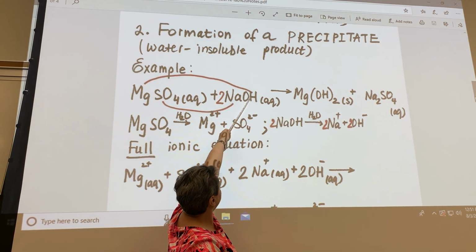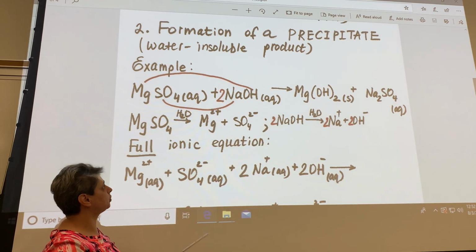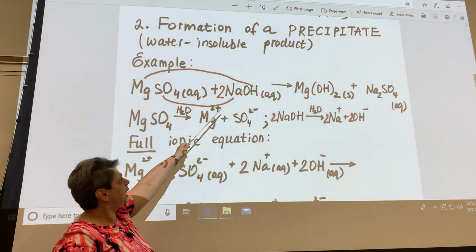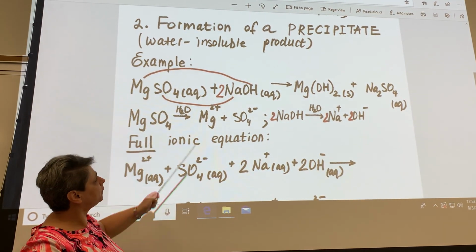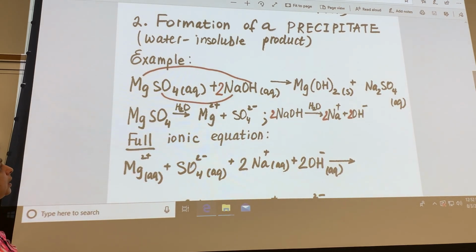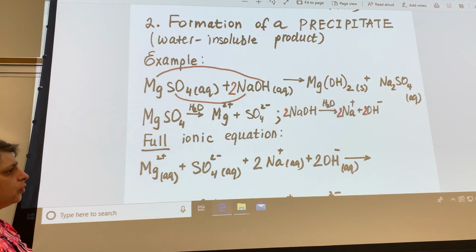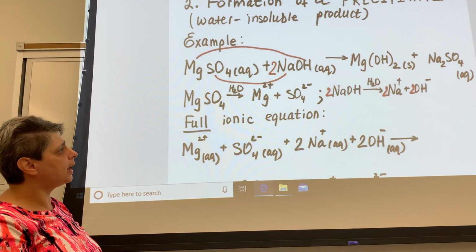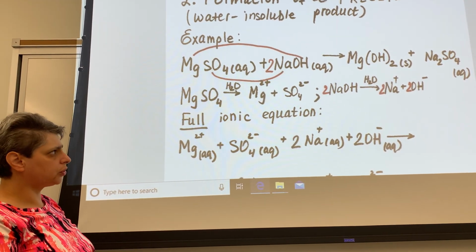This is what this red line represents. Remember, double replacement, so they trade partners. And sodium would be paired up with sulfate. Things to remember here. First of all, when writing a chemical formula for any ionic compound, cation must go first.